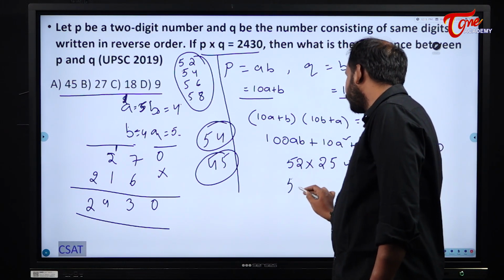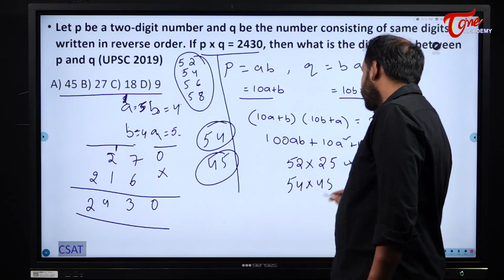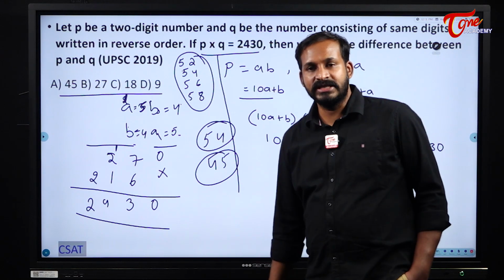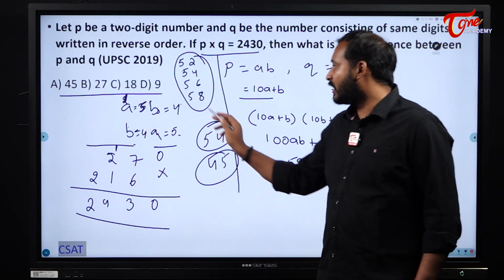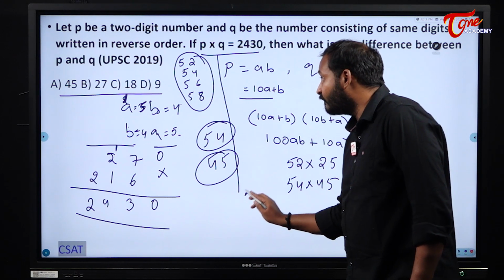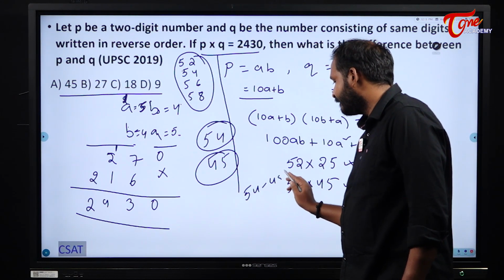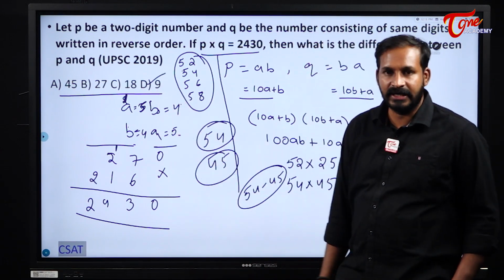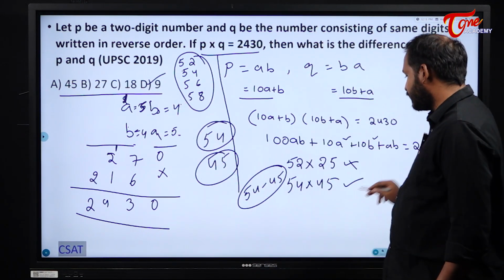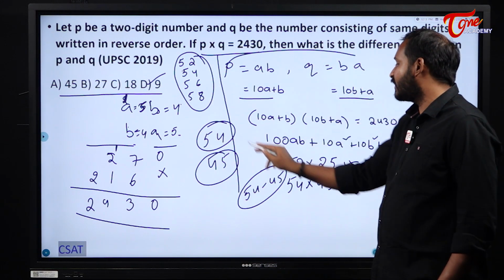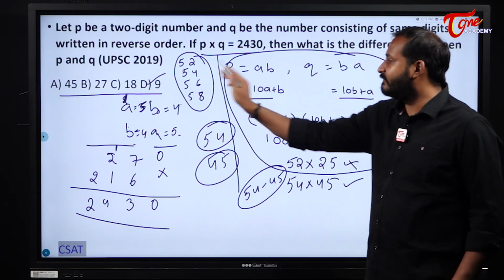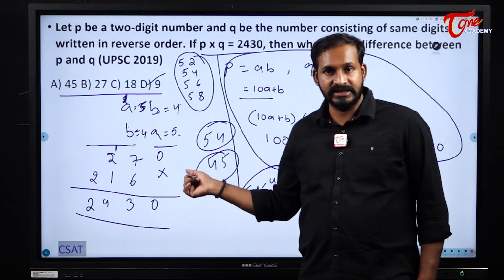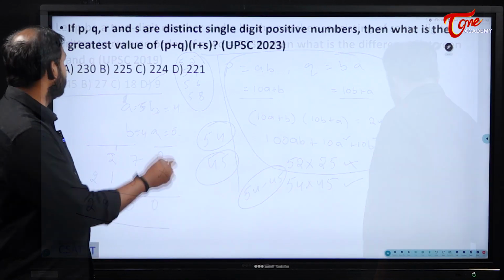Next 54, with what you need to multiply? 45, and check whether it is satisfying. Actually this is satisfying, that will be our answer here. So our answer will become 2430. So the answer is 54 minus 45. What will you get? 9. So our answer here becomes 9. If you go with this method, it is not at all possible for us to get the answer. Then immediately we shifted our idea to another method and we got our final answer. What is the answer we got here? 9.